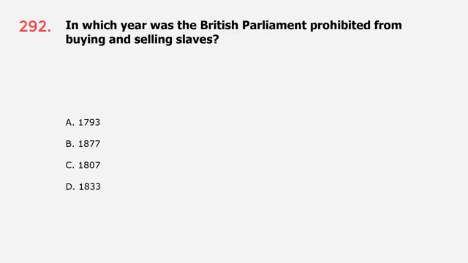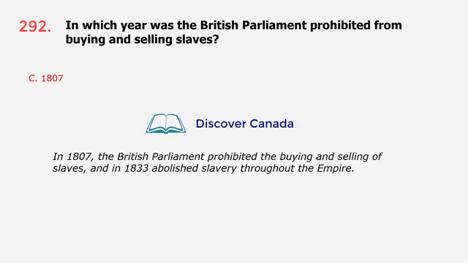Question 292. In which year was the British Parliament prohibited from buying and selling slaves? A. 1793. B. 1877. C. 1807. D. 1833. The answer is C. 1807.